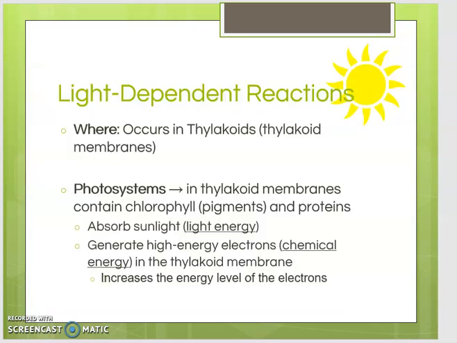Light-dependent reactions are going to take place on the thylakoids or the thylakoid membranes. And again, the photosystems are going to be found in the thylakoid membranes, and they're going to contain chlorophyll, which are just pigments, and then proteins. The purpose of the photosystems is to absorb sunlight or light energy and then generate high energy electrons, which would be chemical energy.